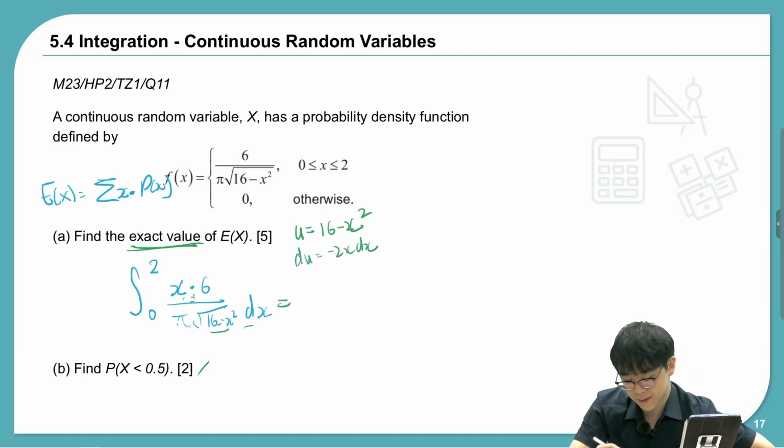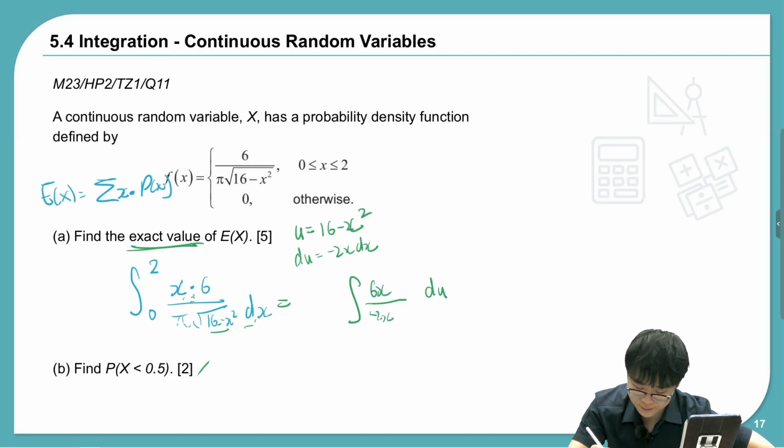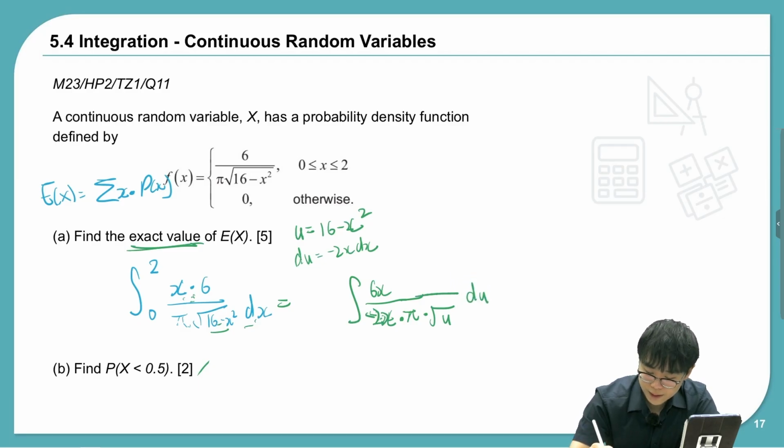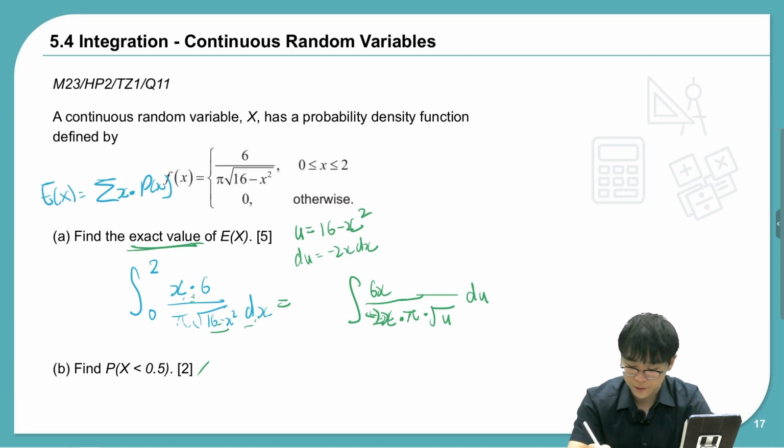So if we were to convert this, we would have integrate, and then instead of dx, we're going to write du. That means you have to have negative 2x divided. So we had a 6x, but we're dividing by negative 2x. And then we're still writing our pi, and then we have square root of u instead of our 16 minus x squared. Okay. So that's how you would substitute out the x for u.